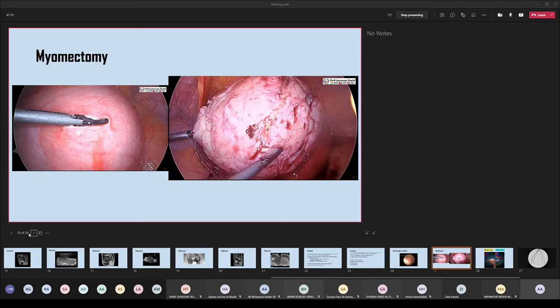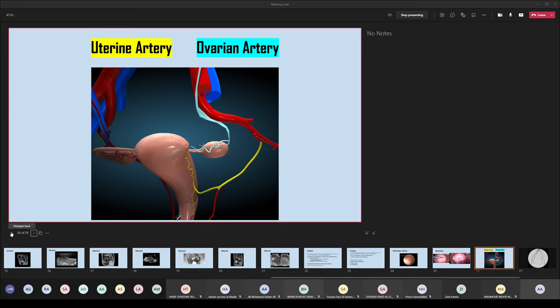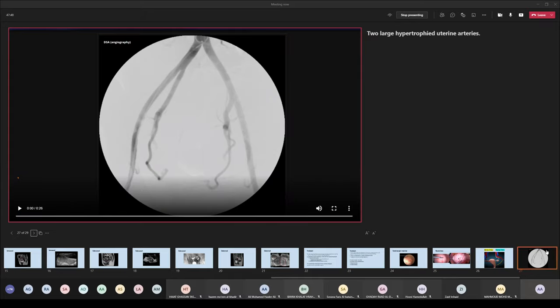We will also mention uterine artery embolization. Just a quick review of the anatomy. The ovarian artery, seen here in bright blue, comes from the abdominal aorta, and the uterine artery comes from the internal iliac. I have a video to show you.